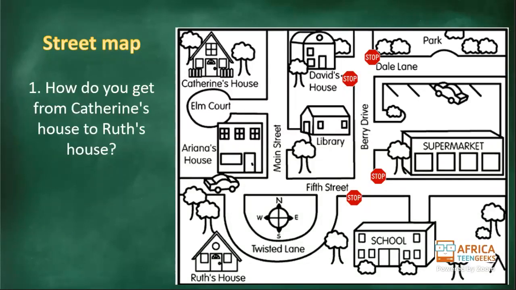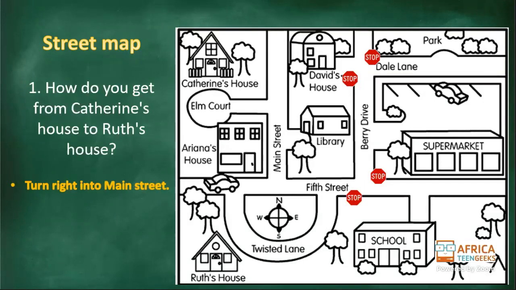I'm going to show you my first sentence and then let me see. Chioma said, go towards Elm Street. Remember, you are already in Elm Street or Elm Court because you are leaving Catherine's house. So if you're saying go towards Elm Court, then someone will be confused because they are standing in or by Elm Court. So you're already there.